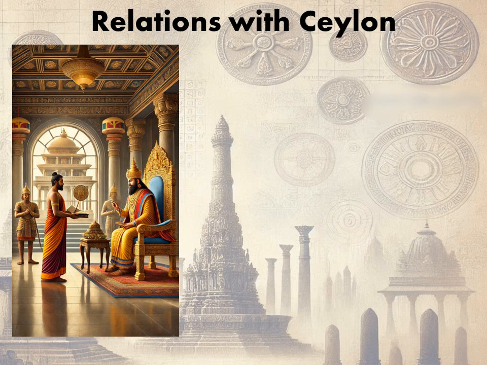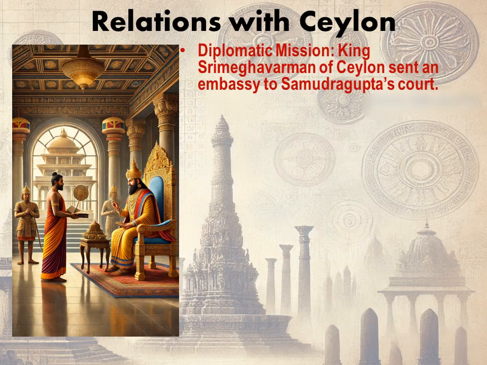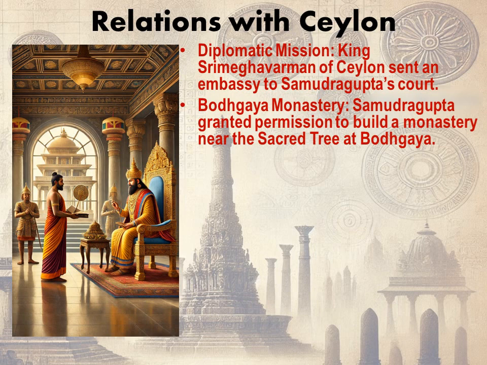Relations with Ceylon. So, how was his relationship with the rulers of Sri Lanka? King Sri Meghavarman of Ceylon sent an embassy to Samudragupta's court. So, Sri Meghavarman of Ceylon had sent an ambassador to the court of Emperor Samudragupta. Samudragupta granted permission to build a monastery near the sacred tree at Bodh Gaya. So, Samudragupta granted permission to King Sri Meghavarman of Sri Lanka to build a Buddhist monastery near the sacred tree at Bodh Gaya, which came under his dominion.